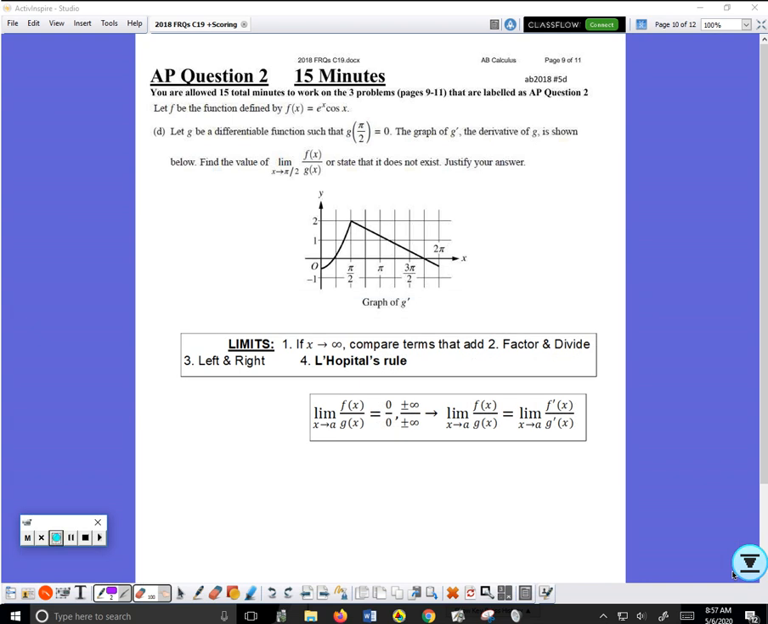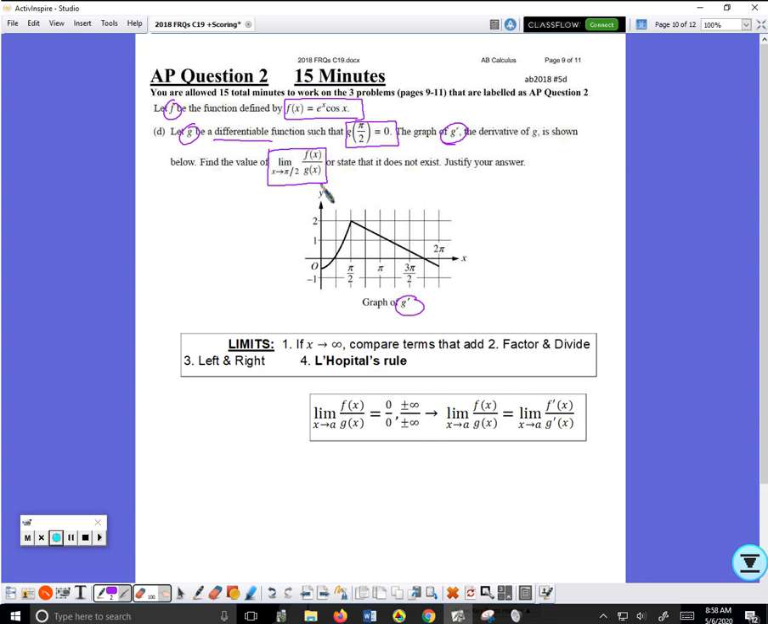Okay, let f be the function. So here's my formula for f. G is differentiable, and g of pi over 2 is 0. The graph of g prime, the derivative of g, is shown below. Find the value of this limit.